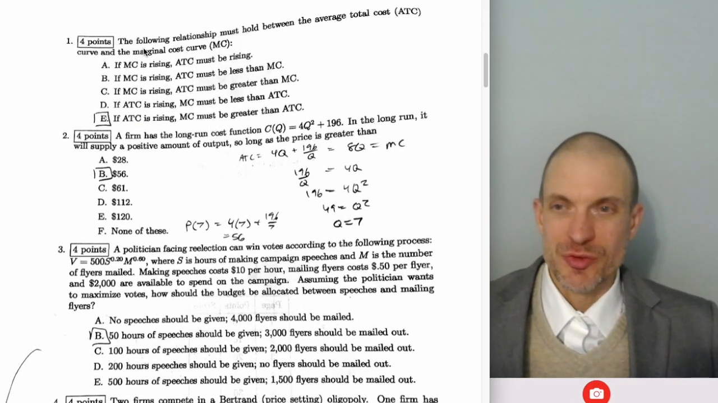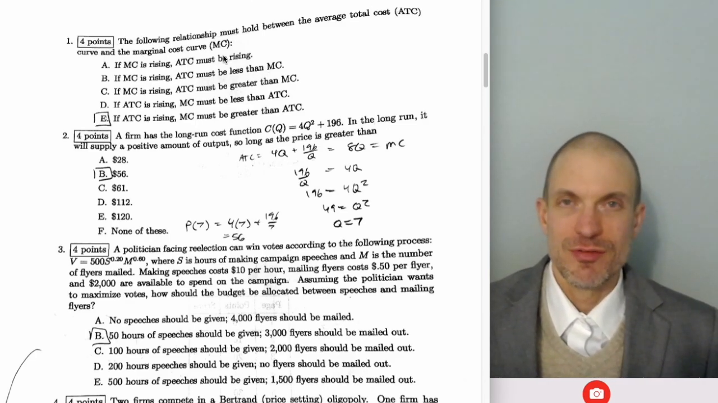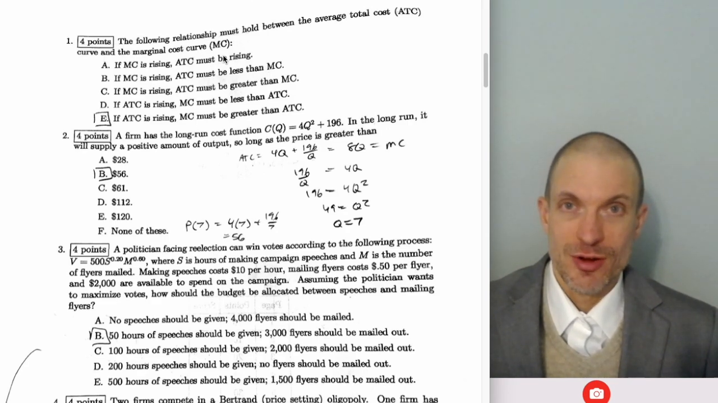All right, so first one, the following relationship must hold between the average total cost curve and the marginal cost curve. Well, marginal cost crosses average total cost and actually average variable cost from below at their minimums. That has to do with the relationship between the marginal and the average.